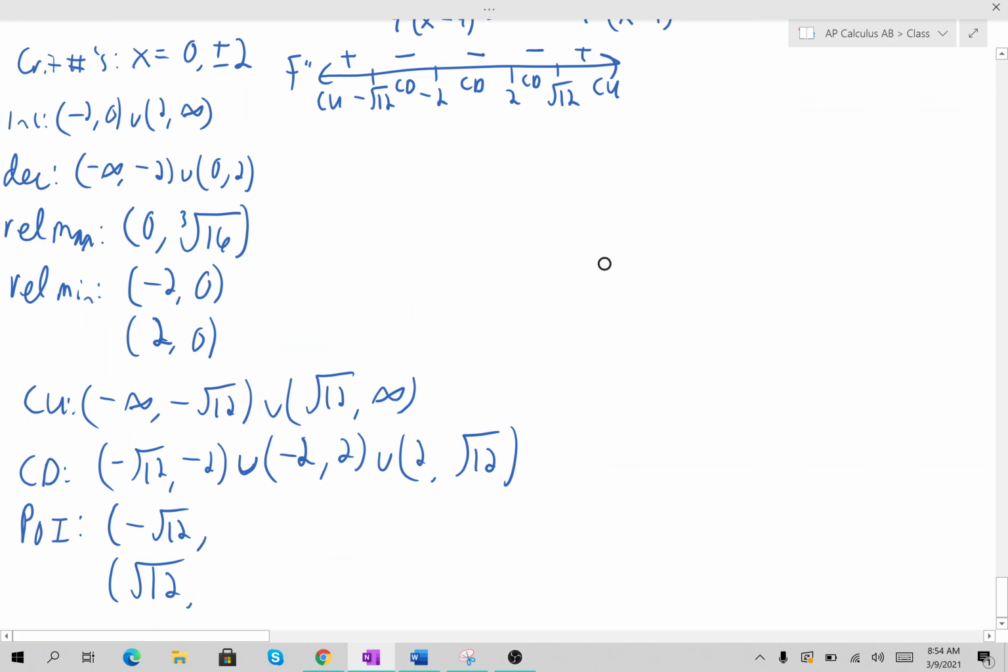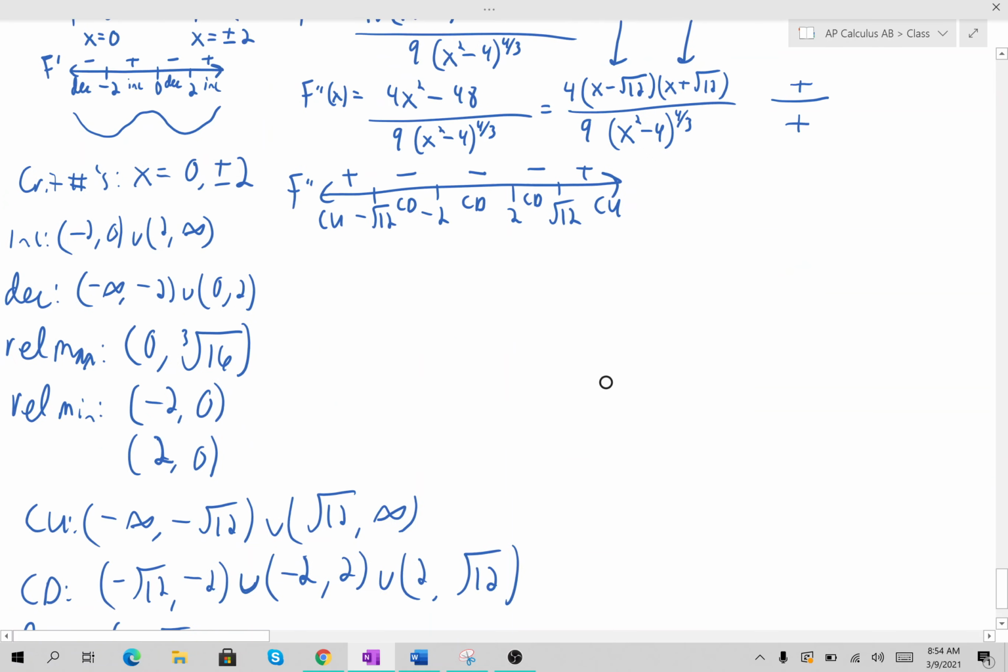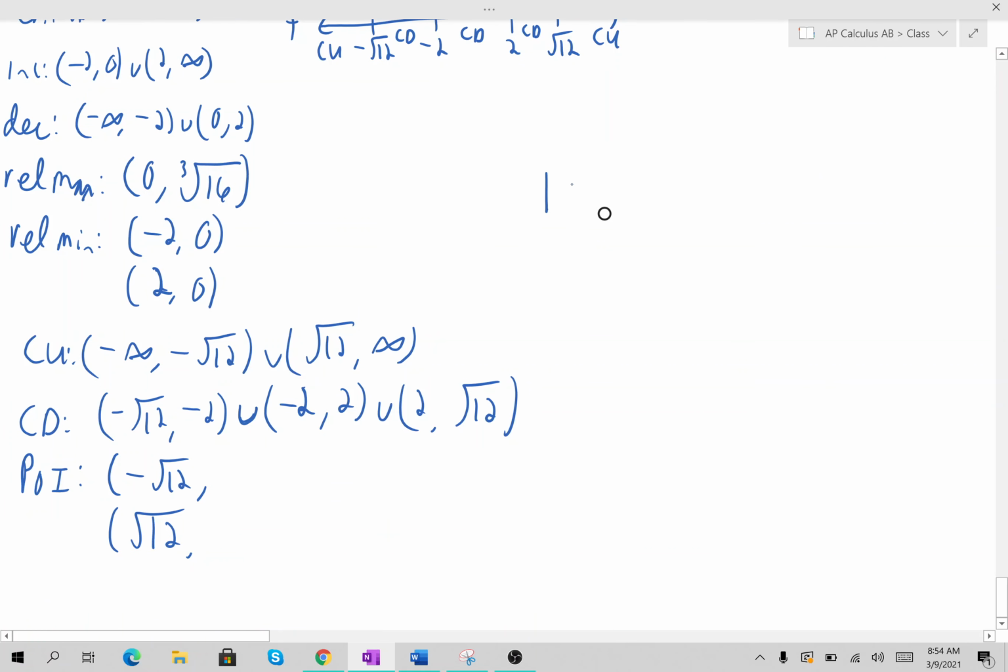And because our function was x squared minus 4, if you plug in root 12, you get 12 minus 4 to the 2/3. But that's 8. So that's the cubed root.